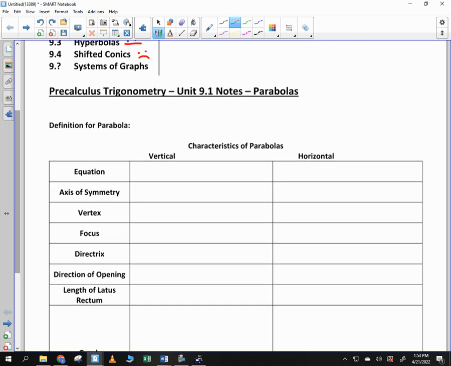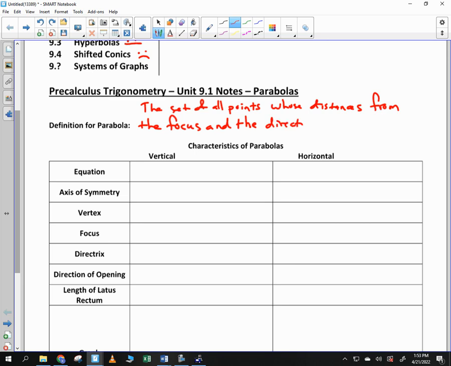So let's start. The definition of a parabola: the set of all points whose distances from the focus and the directrix are the same. The set of all points whose distances from the focus and the directrix are the same. Yeah, we haven't learned about a directrix yet, have we? In fact, we haven't learned about a focus point yet either.